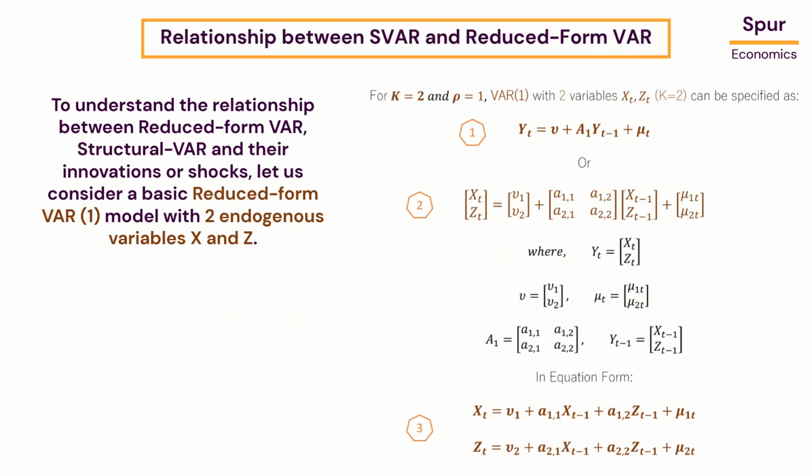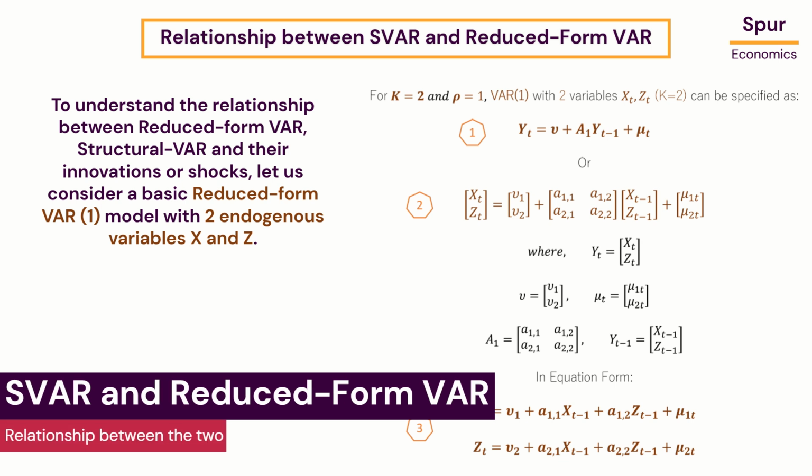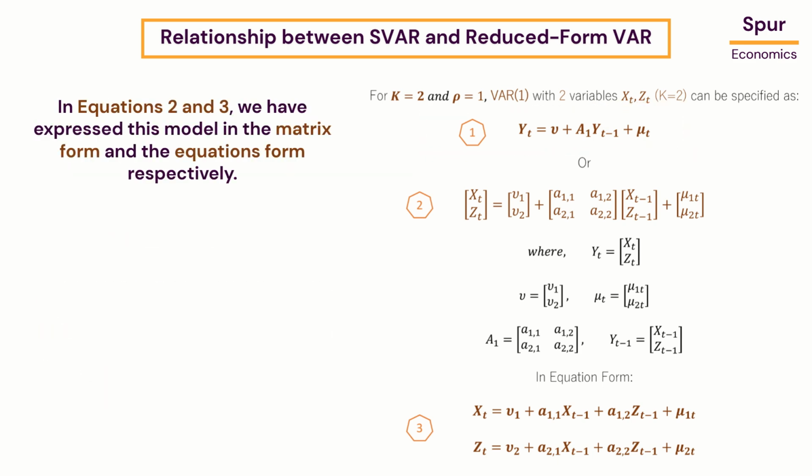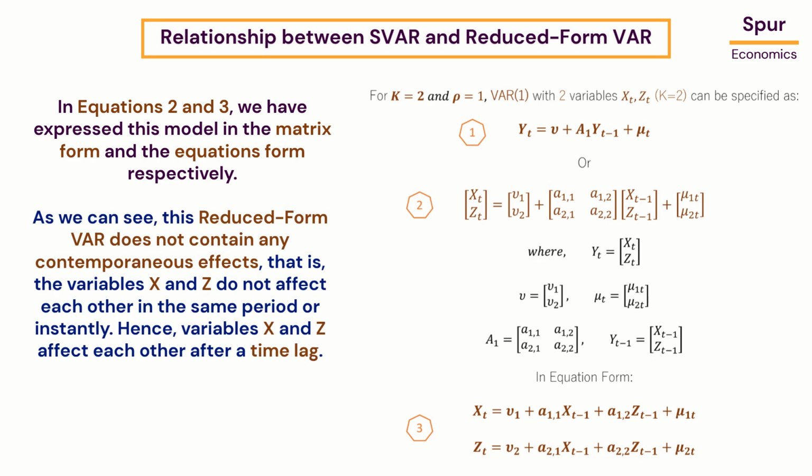To understand the relationship between reduced-form VAR, structural VAR and their innovations or shocks, let us consider a basic reduced-form VAR-1 model with two endogenous variables x and z. Such a model can be expressed as shown in equation 1, where A1 is a coefficient matrix associated with the first lag of variables and mu-t is a vector of reduced-form innovations or residuals. In equations 2 and 3, we have expressed this model in the matrix form and the equations form, respectively. As we can see, this reduced-form VAR does not contain any contemporaneous effects, that is, the variables x and z do not affect each other in the same period or instantly. Hence, variables x and z affect each other after a time lag.